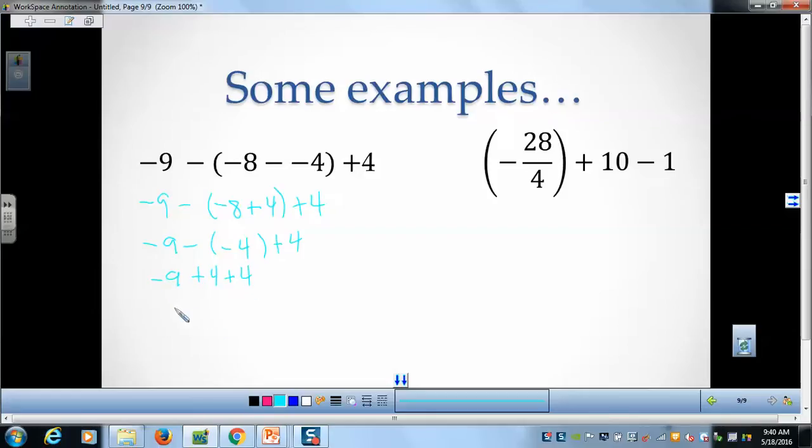Negative 9 plus 4 is negative 5. Bring down that second plus 4, and then I get to negative 1. Now, once again, some of you might go right from here to here. I'm okay with that, but I want to show everything in between so everybody can follow along nice and neat.